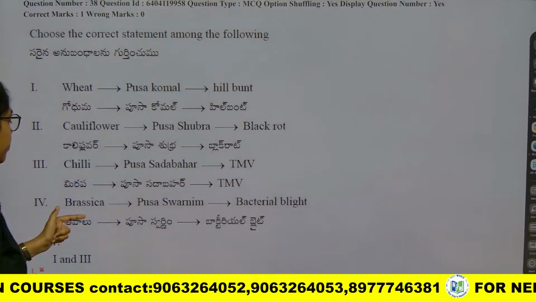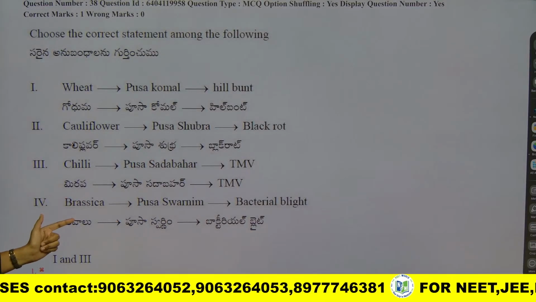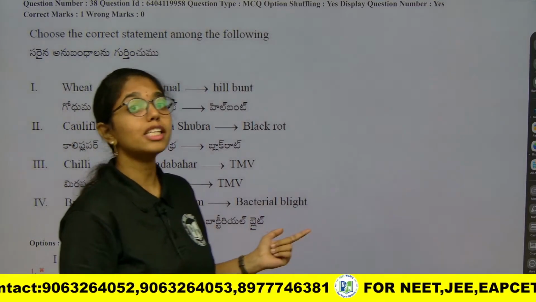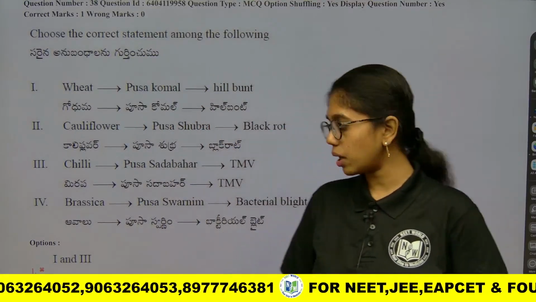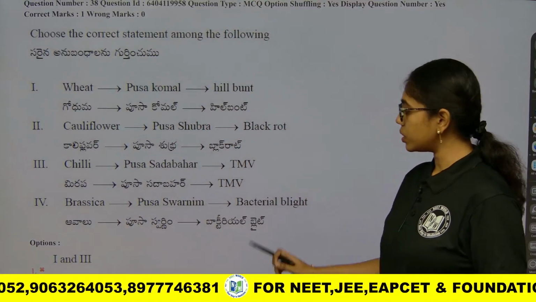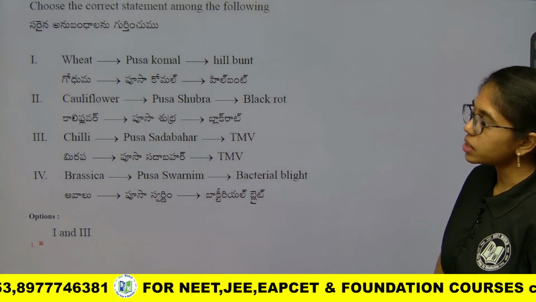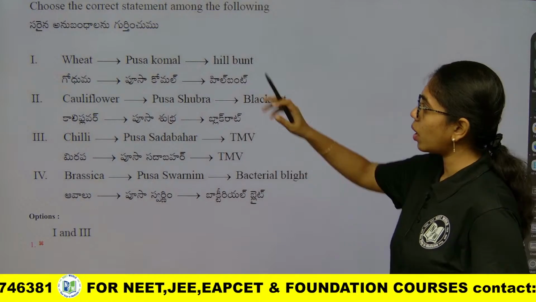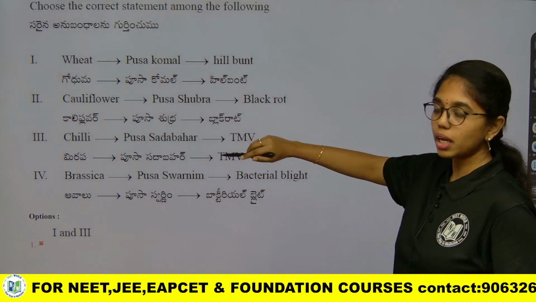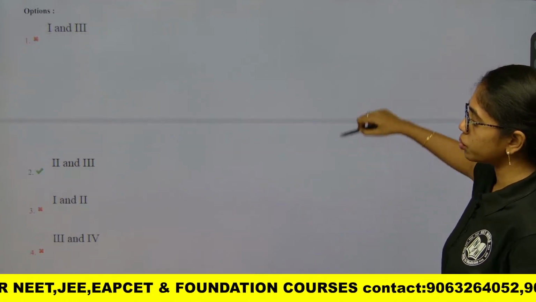Three are correct. Last is Brassica. Brassica variety is called Pusa Gaurav. Okay, Brassica variety is what? Pusa Gaurav, which is against bacterial blight. So what are the correct statements, the correct match here? What is the correct statement? 2 and 3, right beta? So the correct match is 2 and 3.